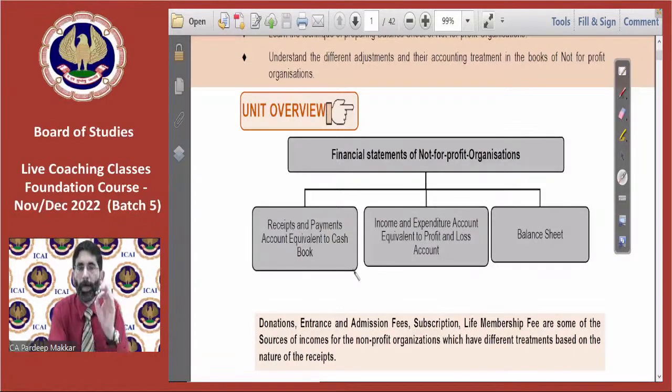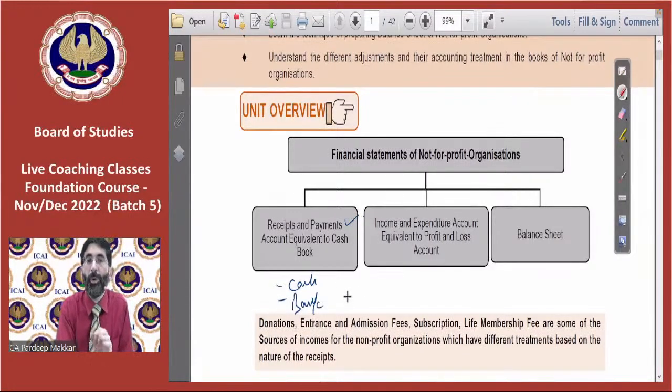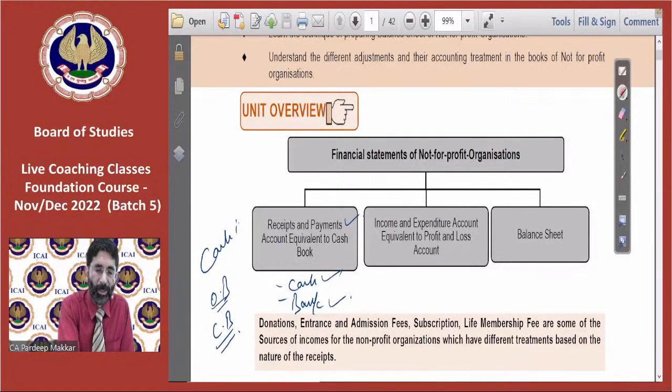By way of cash and bank. You may note it down with you. Any receipt or payment by way of cash or bank. Bank includes all online payments also. So all cash or bank payments or receipts will be entered in it. And its opening balance and closing balance will be the balance of cash in hand and cash at bank.